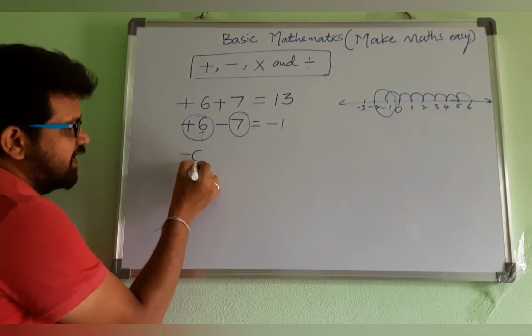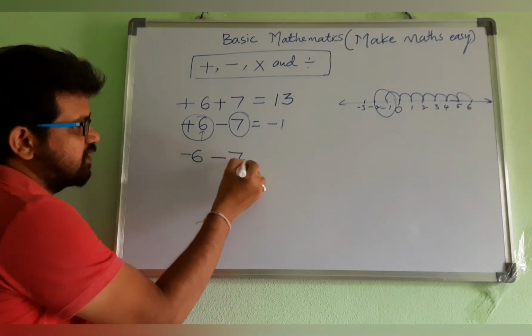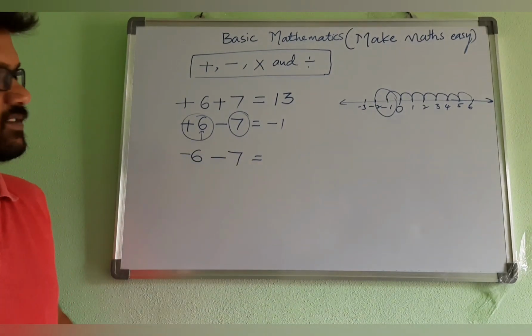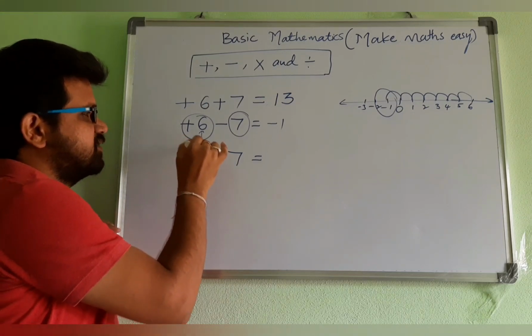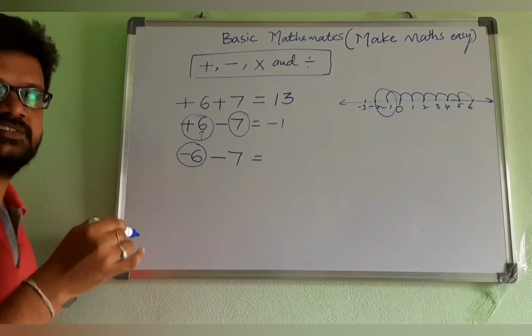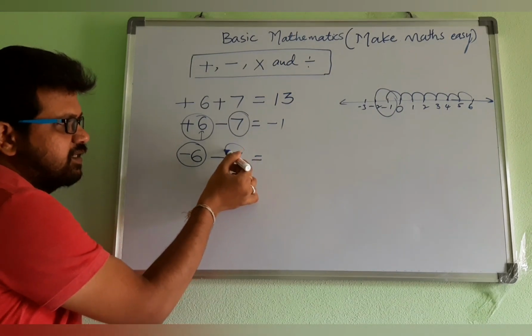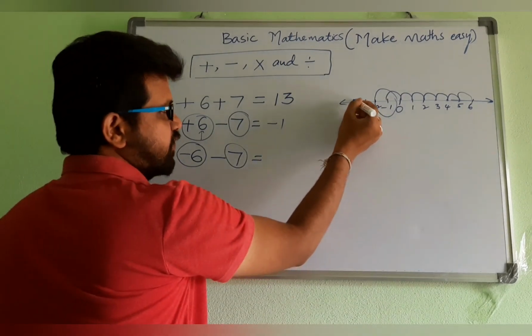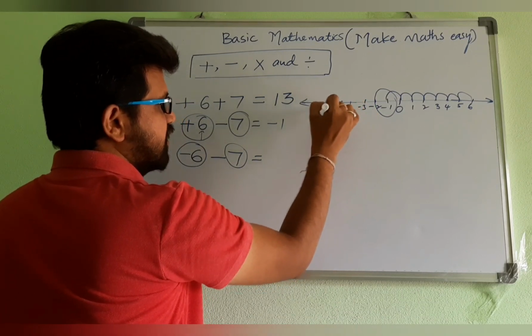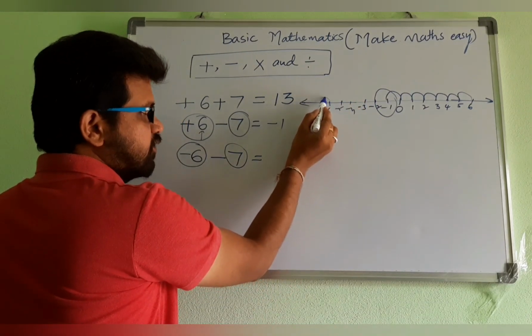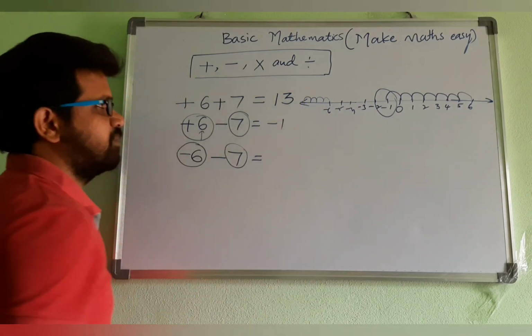Now minus 6 minus 7. What is the number here? Minus 6. How many steps are we moving back here? 7 steps. Means from minus 4, minus 5, minus 6, from this we have to move 7 steps back.